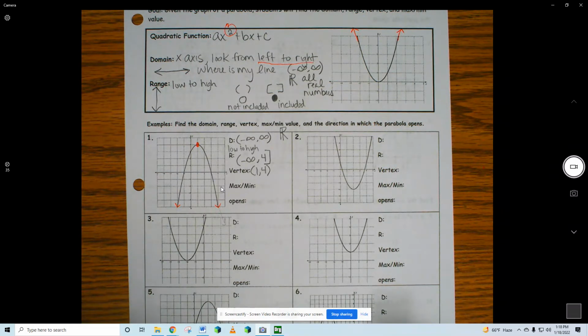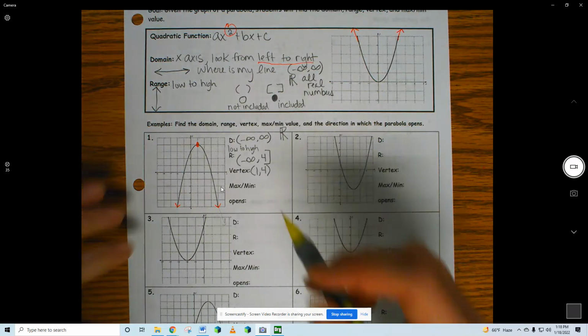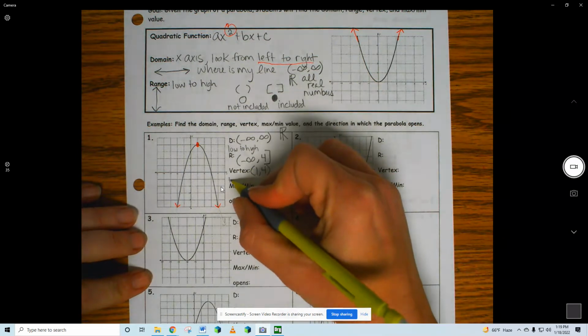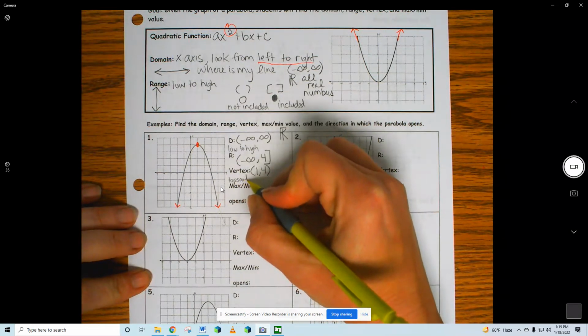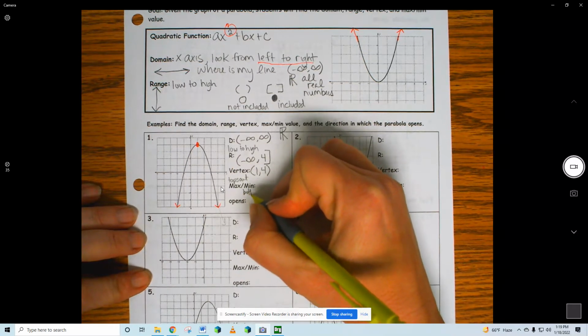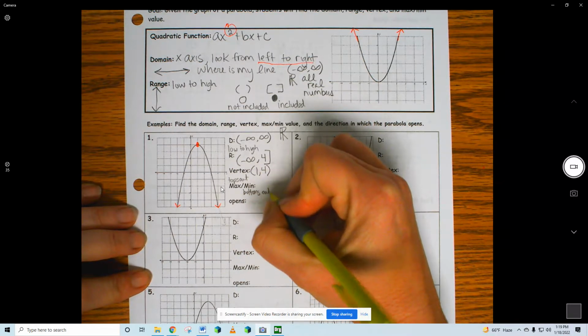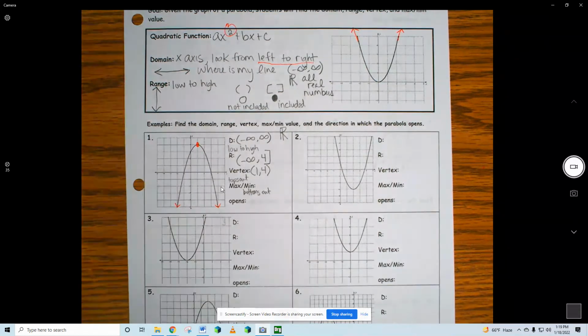So, the difference between max and min. Maximum means it tops out. Minimum means it bottoms out. Maximum means it only goes to a certain spot and that's the highest it goes. This only goes to 4 and that's the highest it goes. That's a maximum. The max that it goes is 4.